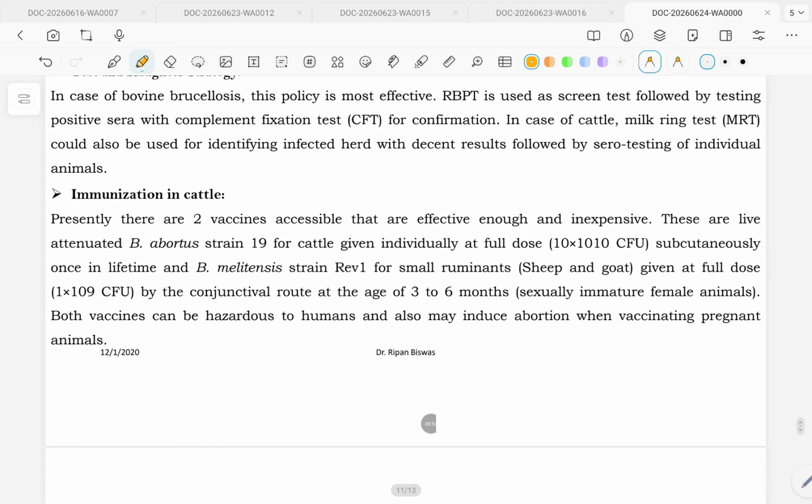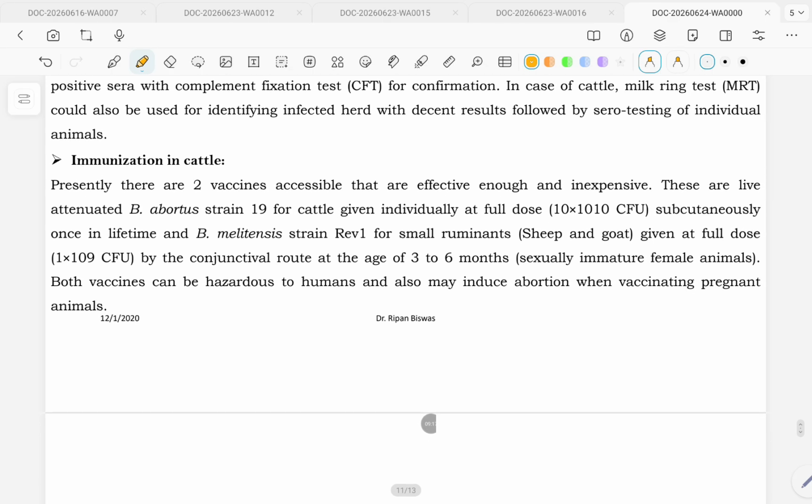Immunization in cattle. Presently, there are two vaccines accessible that are effective enough and inexpensive. These are live attenuated Brucella abortus strain 19 for cattle, given individually at full dose 10 x 10^9 CFU, subcutaneous, once in a lifetime, and Brucella melitensis strain Rev-1 for small ruminants, sheep and goat, given at full dose 1 x 10^9 CFU by the conjunctival route at the age of 3 to 6 months.